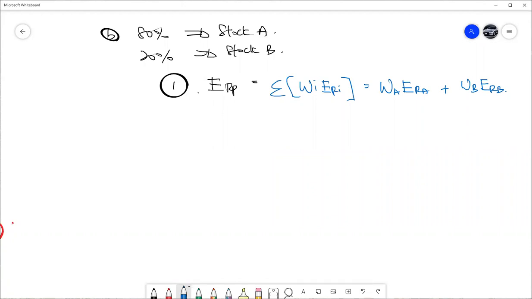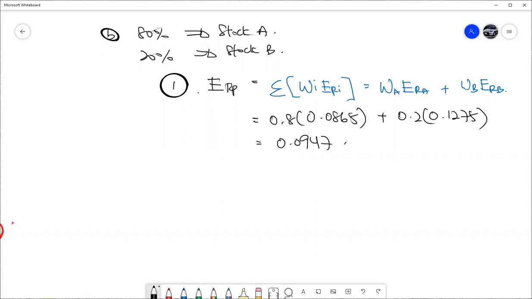So the first method, using this formula, is very straightforward. You just fill in. There's 0.8 of stock A, 80% stock A. The expected return of stock A is 0.0865. Plus the balance 20%, which is 0.2 times the expected return of stock B, 0.1275. This amount totals up together to give you 0.0947, or in percentage, 9.47%. This is method one.